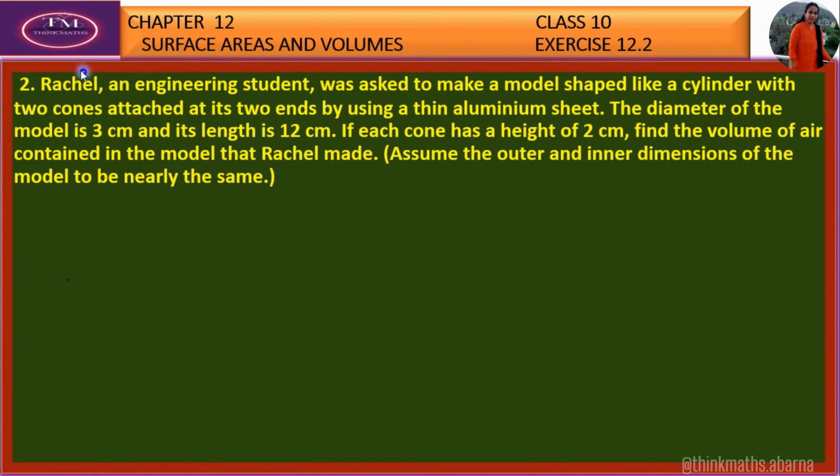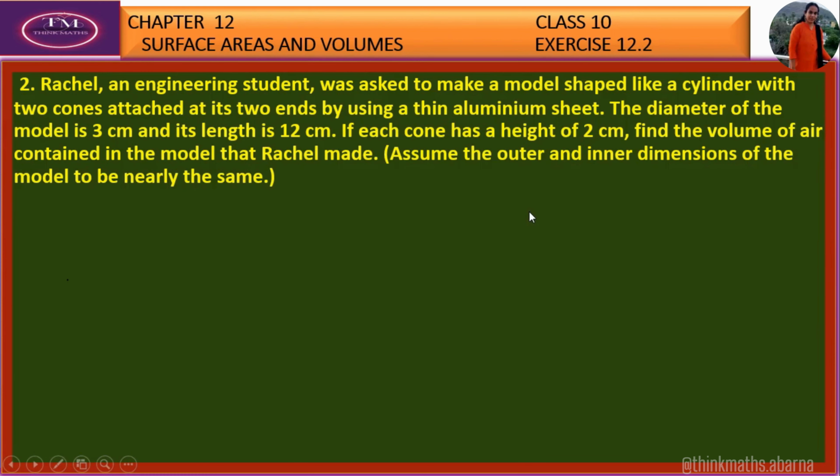Second question: Rachel, an engineering student, was asked to make a model shaped like a cylinder with two cones attached at its two ends by using a thin aluminum sheet. The diameter of the model is 3 centimeter and its length is 12 centimeter. If each cone has a height of 2 centimeter, find the volume of air contained in the model that Rachel made. Assume the outer and inner dimensions of the model to be nearly the same. So outer and inner dimensions are the same.